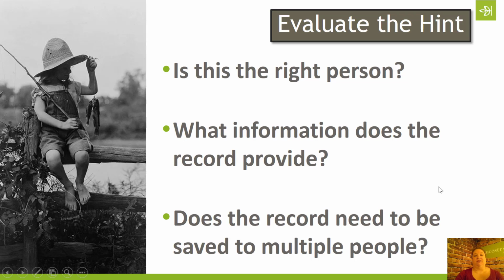So let's talk first about evaluating hints. Now this is a really important step because hints are delivered to you in a lot of different ways. One of the ways that hints are delivered to you is through algorithms, where our computers here at Ancestry look at some of the records we have, not all of them, but some of the records, and compare them with information in your tree and deliver up a hint where we think this information might have something to do with the person in your tree.